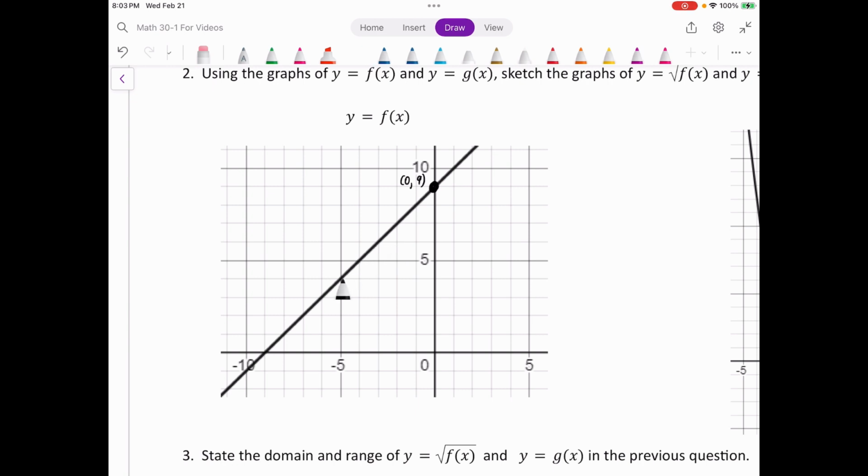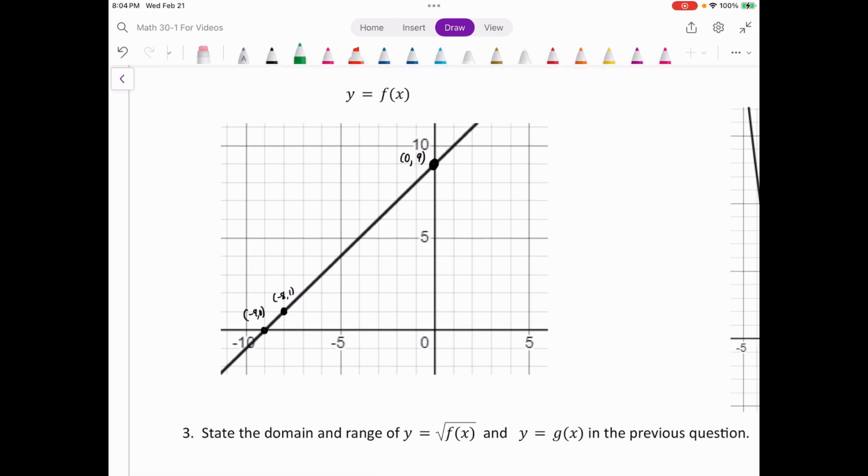We can first find some invariant points. So do you remember, what are invariant points when we take the square root of the function? Well, wherever y is 0 or y is 1, because the square root of 0 is still 0, and the square root of 1 is still 1. So 0, 0, and, whoops, no, that's x isn't 0. Y is definitely 0 there, but x is negative 9. Negative 9, 0, and negative 8, 1. Okay, so when I take the square root of those, I'll do the square roots in green, but those are going to be invariant. They're going to stay in the same spot.